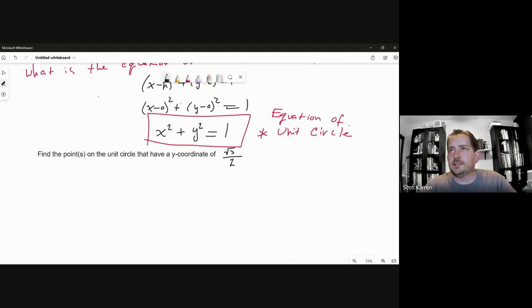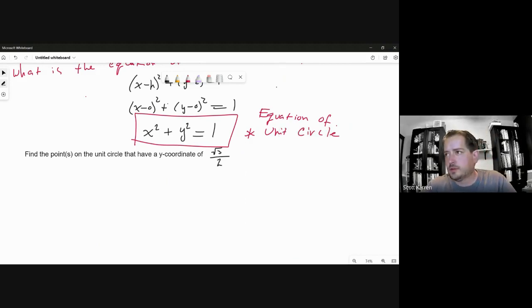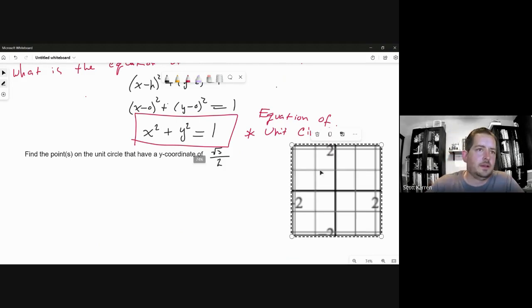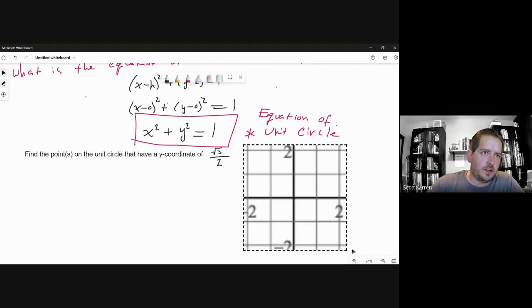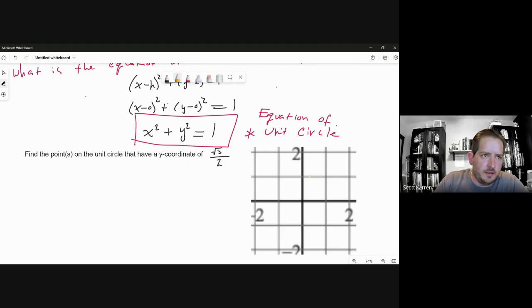So it should make sense if I grab this graph here and slap it down here. We're talking about a circle. We're just talking about this circle that goes around. It's 1 unit away in every direction, so it's centered at the origin. So it just looks like this.